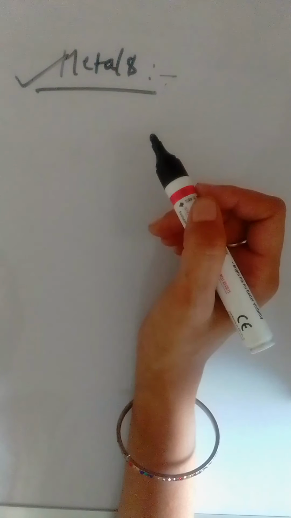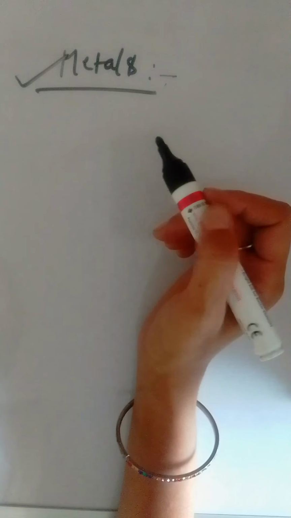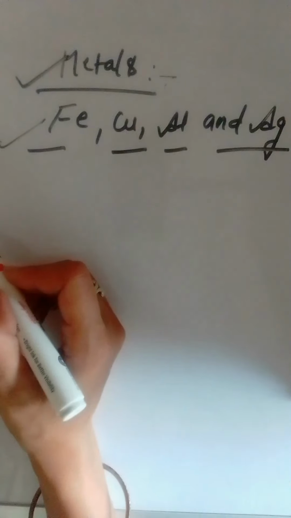Hello students. So today I will explain uses of metals, non-metals and alloys. Okay, so first I will take metals, uses of metals. Metals are an integral part of our life. We all are using metals for our various purposes. The common metals which we use every day are iron, copper, aluminium and silver. Although we use many others, these are the common metals which we use in our everyday life. Now let me discuss these one by one.